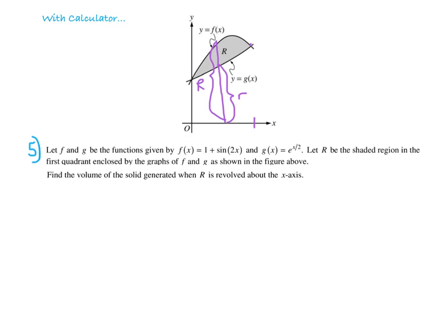Now be careful. One of your functions is a trig function, so make sure you're in radian mode. You can tell that you're in the first quadrant. They told you it's a first quadrant enclosed, and so you want to make sure that you are setting your window so you're only looking at the first quadrant and find that point of intersection. I'm going to ask you to go ahead and pause your video, find that point of intersection on your calculator.